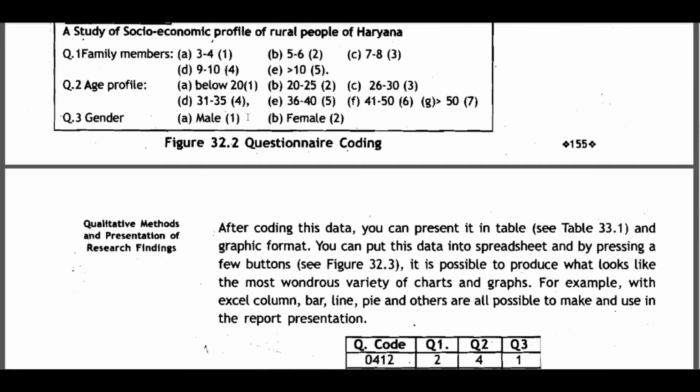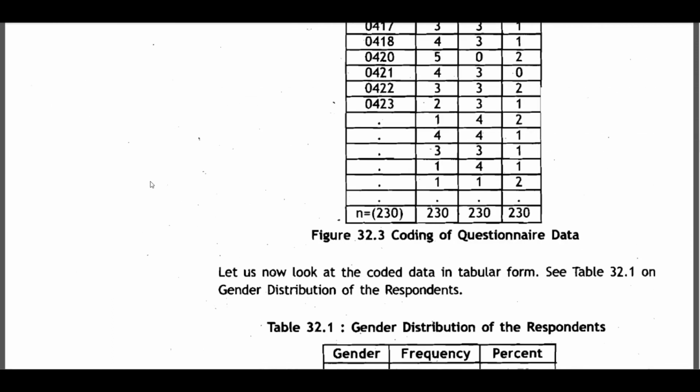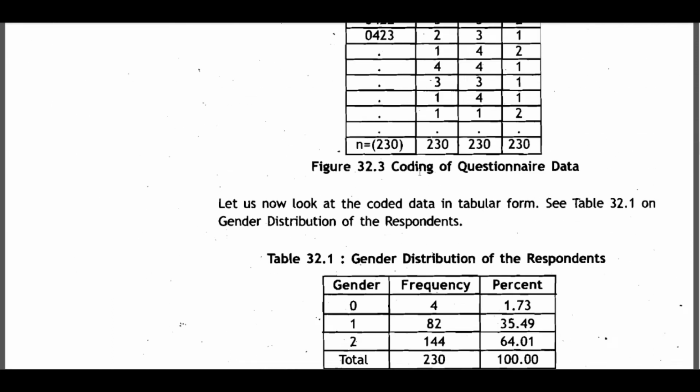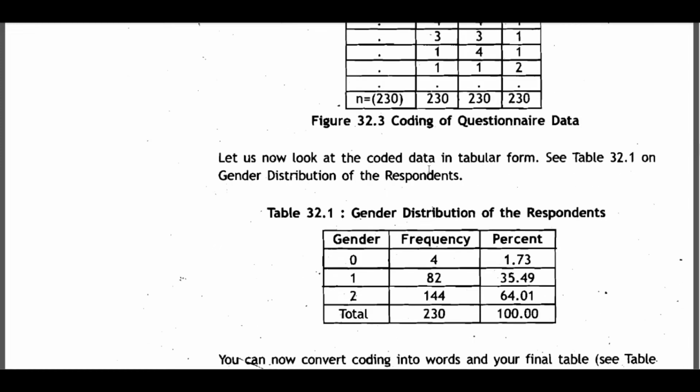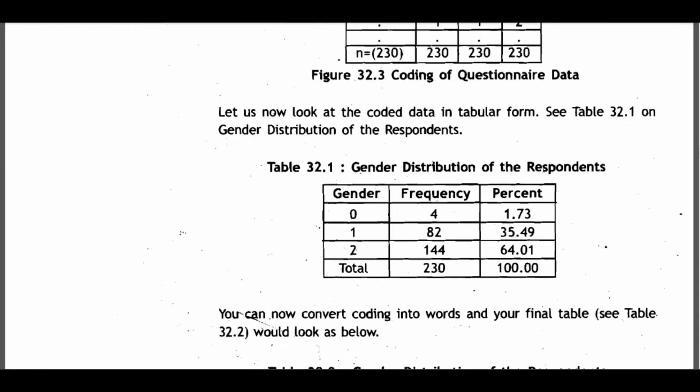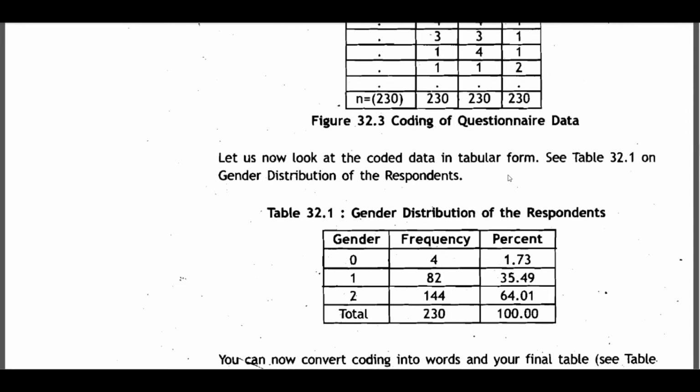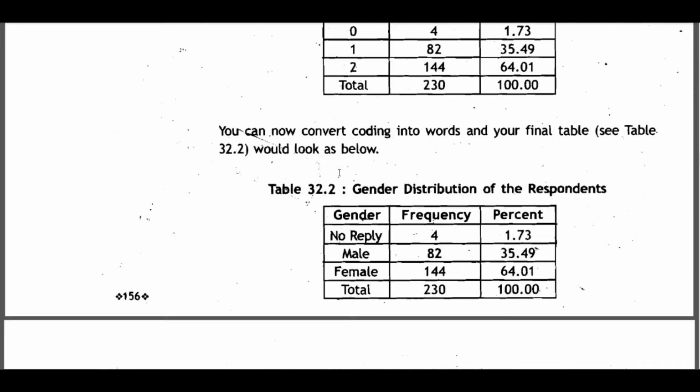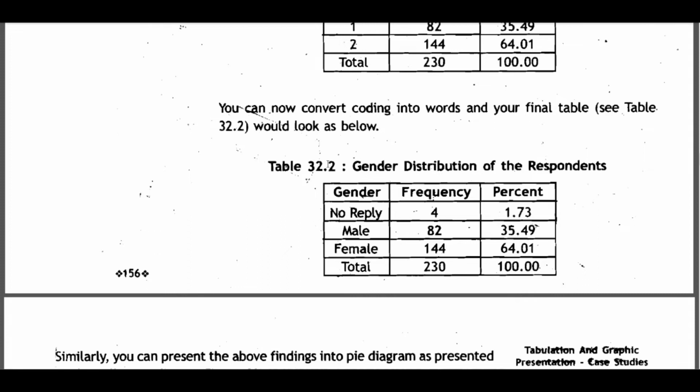Female is 2, male is 1. 0 may be not a respondent. So coding the questionnaire data. Like that, we can do gender distribution of respondents, and now you can convert the coding into words in your final table. Let's see the table. You look at gender.